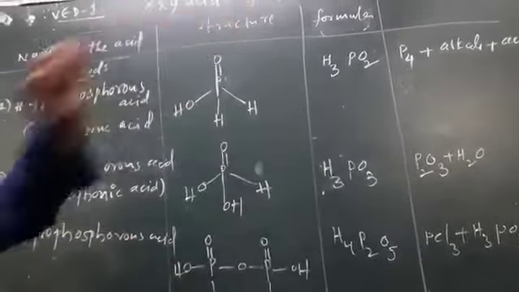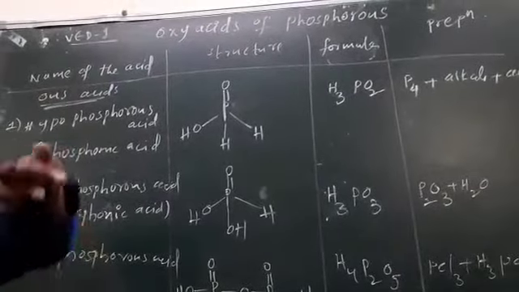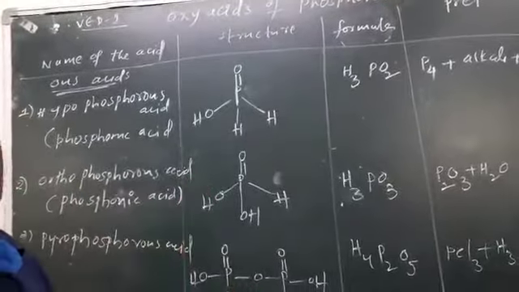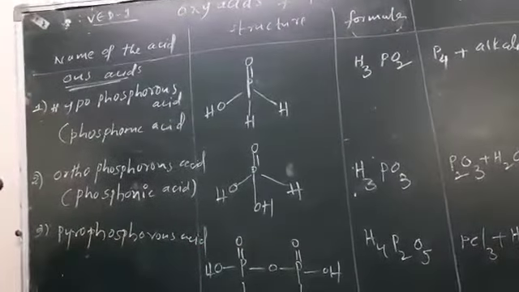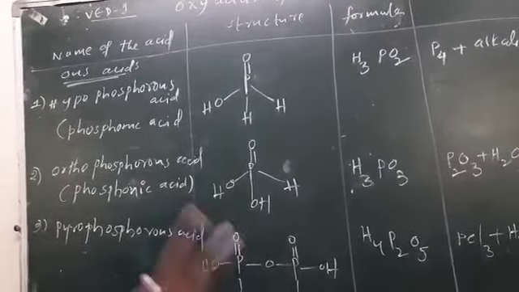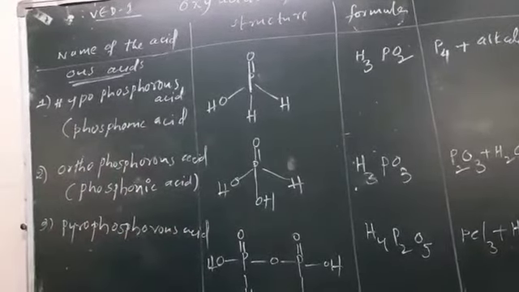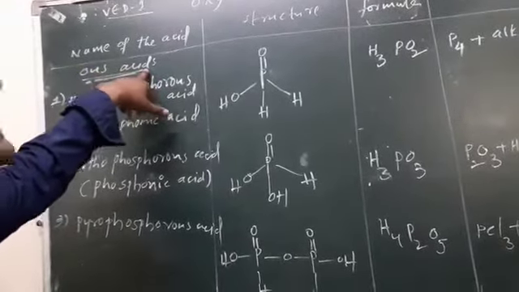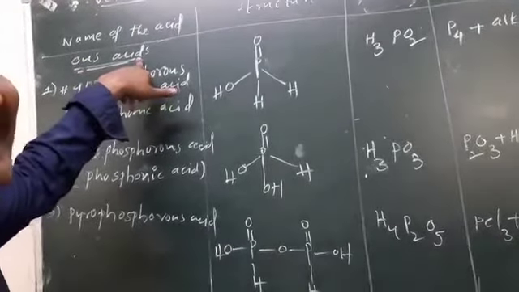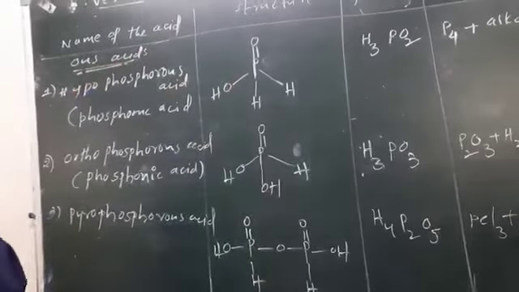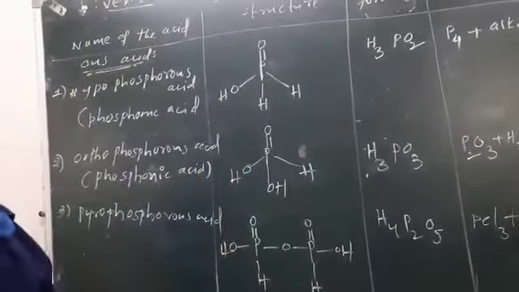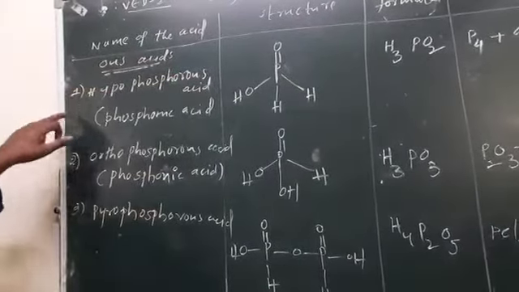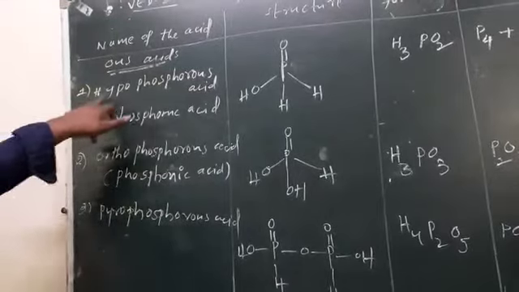For example, when oxygen and hydrogen react with phosphorus, they form phosphorus oxy acids. In these phosphorus oxy acids, there are two series: the -ous acids and the -ic acids. -ous acids have low oxidation states. -ic acids have high oxidation states. In the -ous acids, there are three important ones.